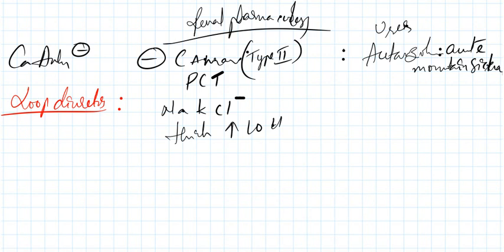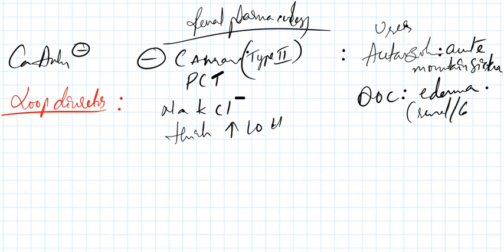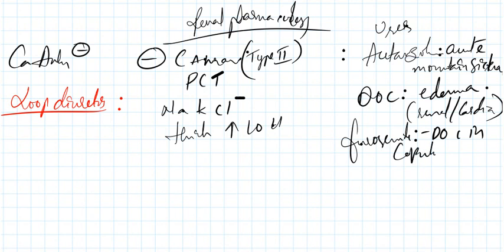Now loop diuretics, where are they used? This is important: drug of choice in edema. Which edema? Can anyone tell? It can be renal or cardiac edema. Now furosemide, a very important loop diuretic. Furosemide is the drug of choice in cardiogenic pulmonary edema. Now torsemide's speciality is that it is the longest acting diuretic.